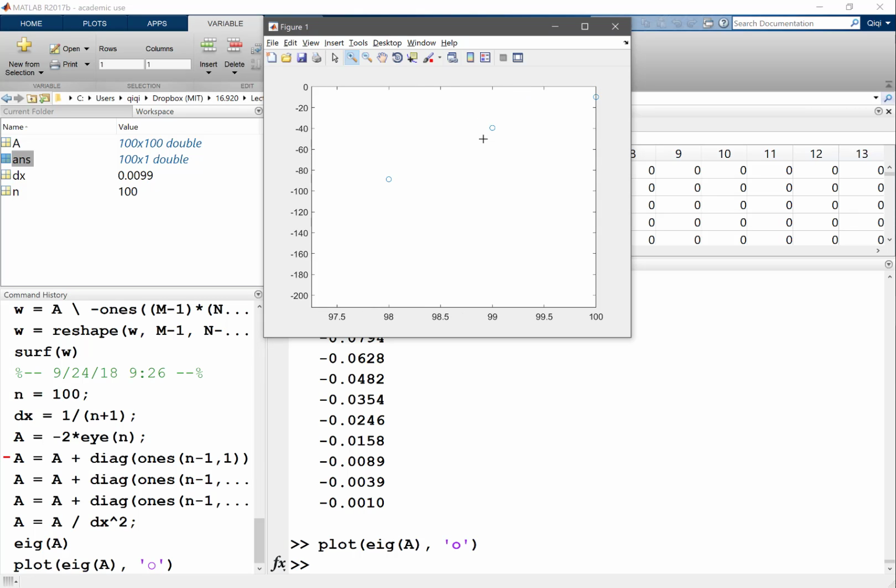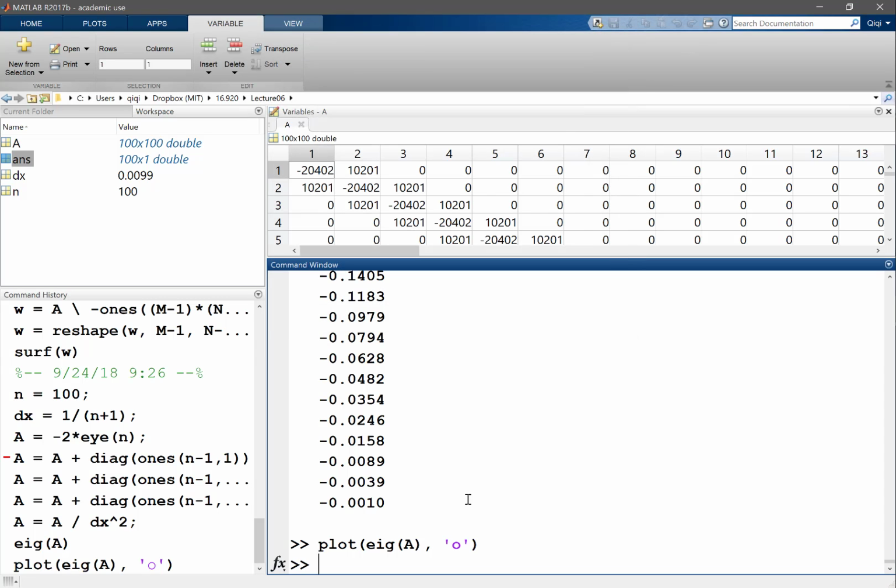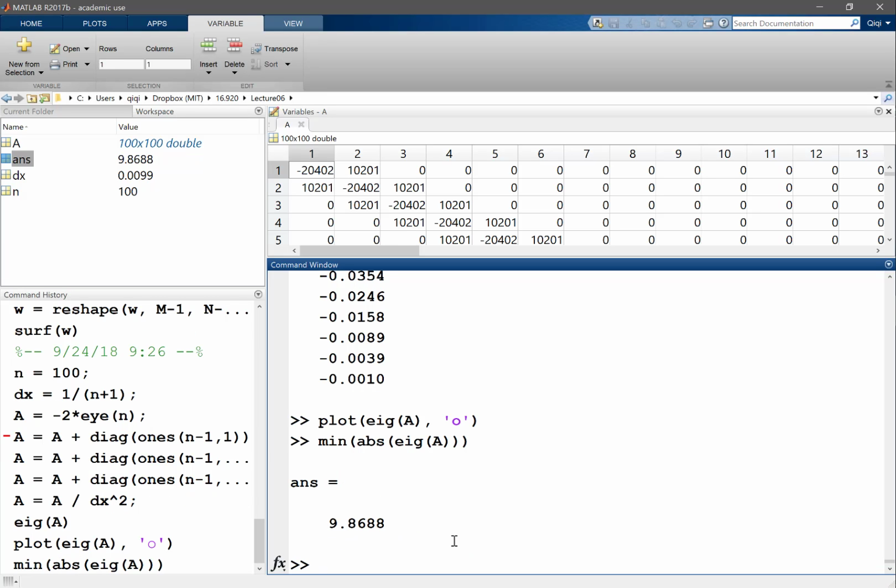Okay, so what we can see is it has a lot of very, very negative, very large magnitude eigenvalues, but then the one closest to 0 is like -10, right? So actually we can say, if we take the absolute value of eig A and then take the minimum, that is the one that determines stability. And if this is as large as 10, we actually have a very stable system. All right, it's very, very stable.